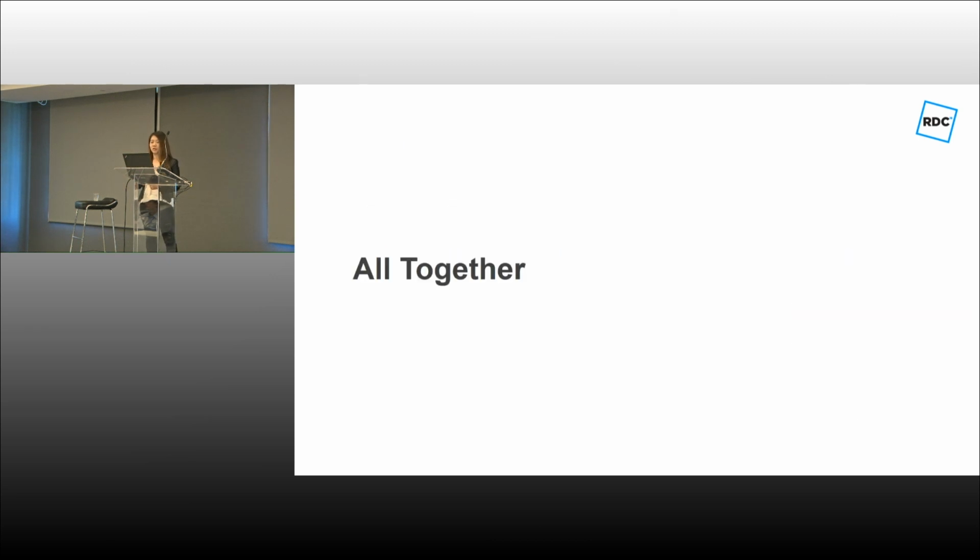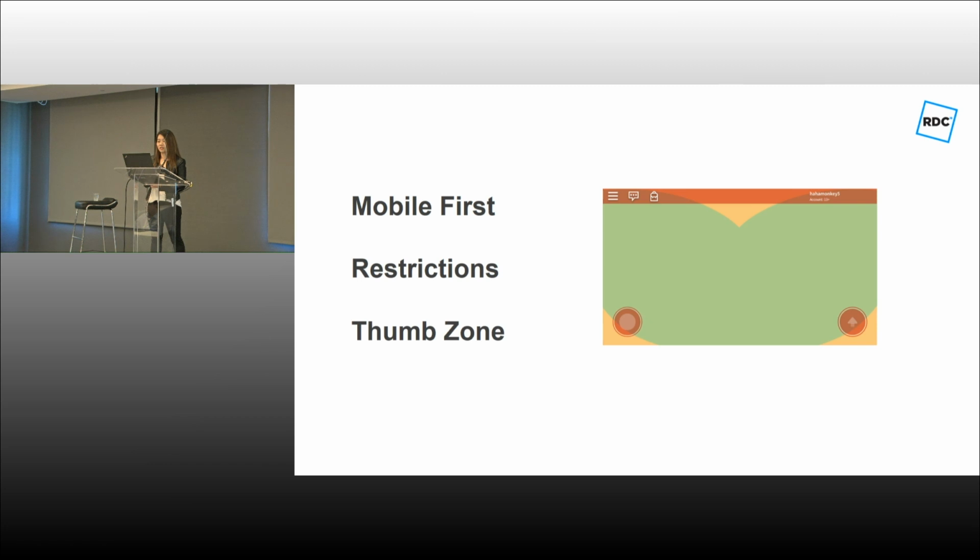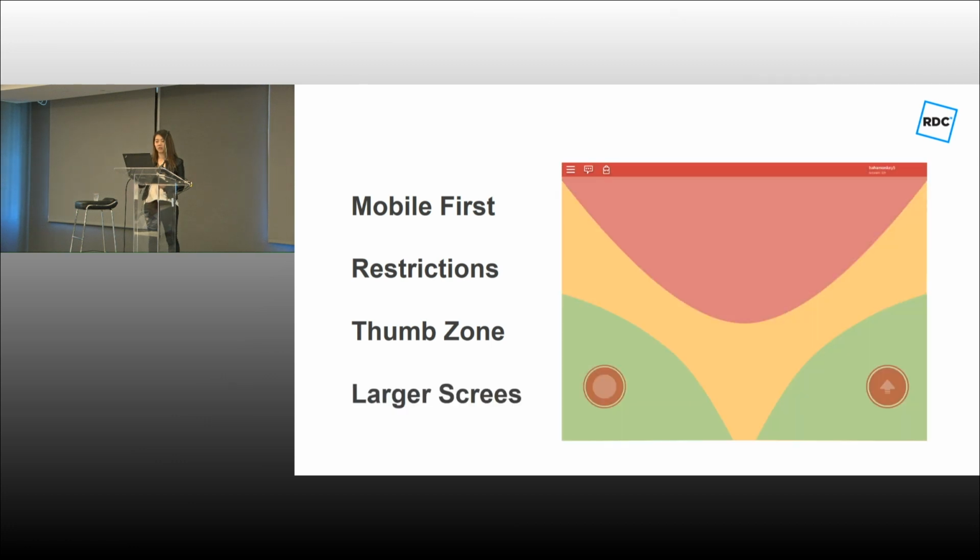We've just talked about mobile first, restrictions, and thumb zone. Let's see if we put it all together how this can help you with your layout. Mobile first, restrictions, and then thumb zone. Here you can see all the different areas. Remember to avoid the reds and put your main action in the green. And once it's all set, move to larger screens.